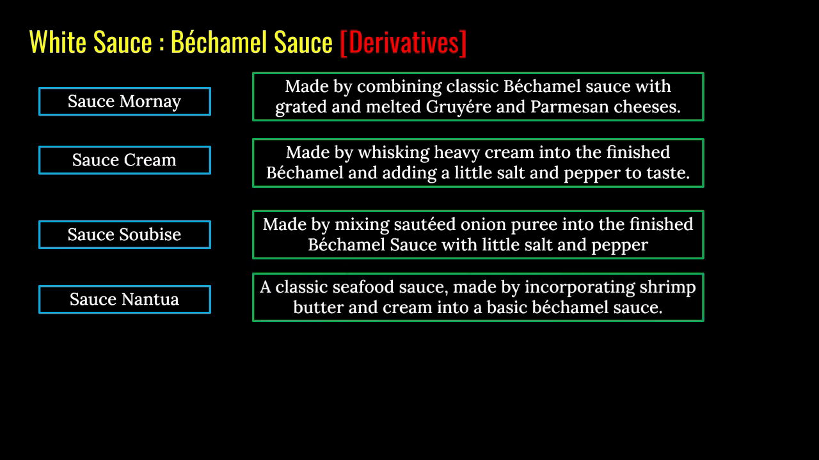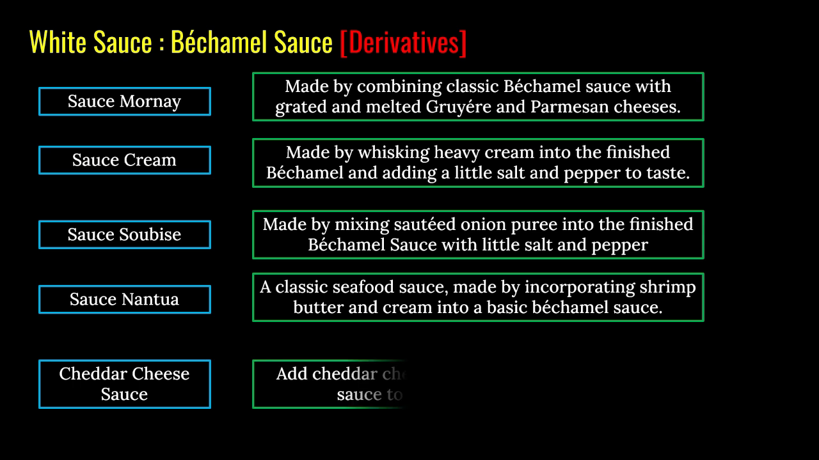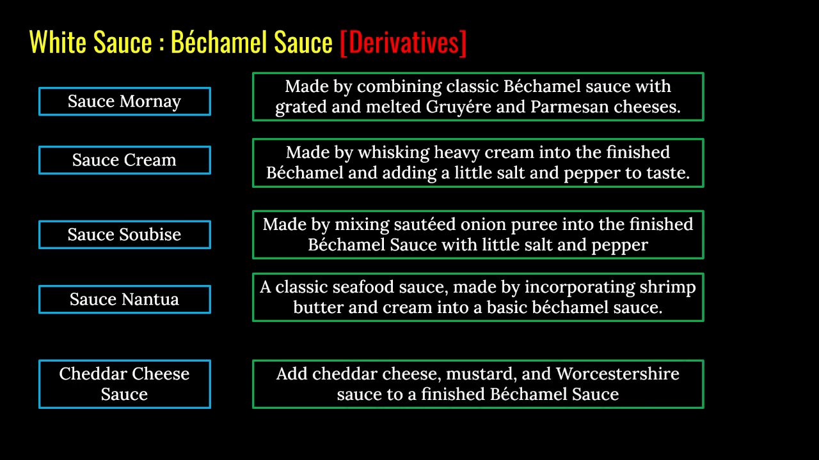Sauce Nantua, a classical seafood sauce made by incorporating shrimp, butter and cream into a basic béchamel sauce. And another example for you, that is cheddar cheese sauce. Add cheddar cheese, mustard and Worcestershire sauce to a finished béchamel sauce. So in every case you have noticed that we are taking a mother sauce, that is béchamel sauce, and then adding extra ingredients, and ultimately we are getting a sauce by a new name, and that is basically a derivative sauce or a small sauce from the mother sauce, that is béchamel. Clear? Let us proceed to the next sauce, that is velouté sauce.